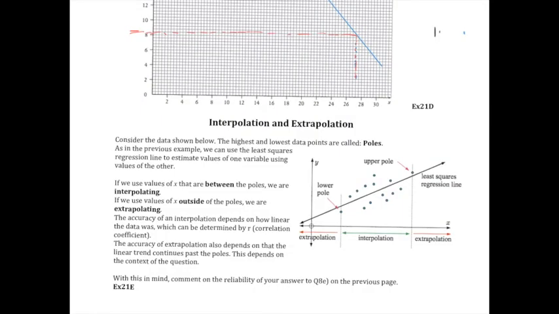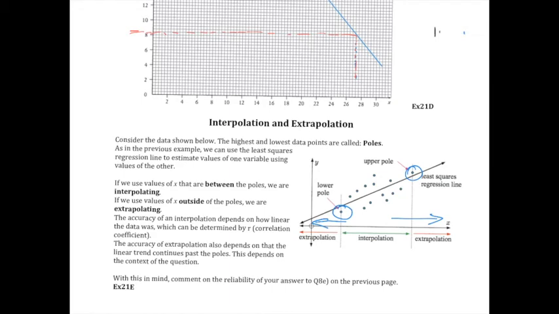All right, interpolation and extrapolation. What is all that? Consider the data shown below. The highest and lowest data points are called poles. So in other words, do you see this? With this particular data on this graph, we're talking about really to the right and left, okay? So the first point in this direction is this one here. The furthest point in that direction is this one here. So they're like the two end poles.